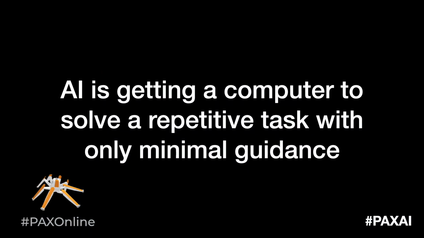So realistically, an AI is this: it's getting a computer to solve a repetitive task with only minimal guidance. We basically just set it up, push it over the cliff, and see if it figures out how to fly. And we hope it does, most of the time. They're reward maximizers. Let's make an AI. We're going to do it here on stage, live right now. It's going to be very cool.